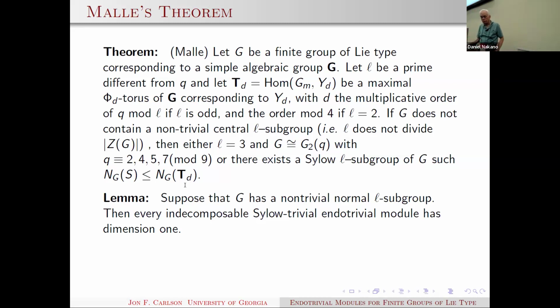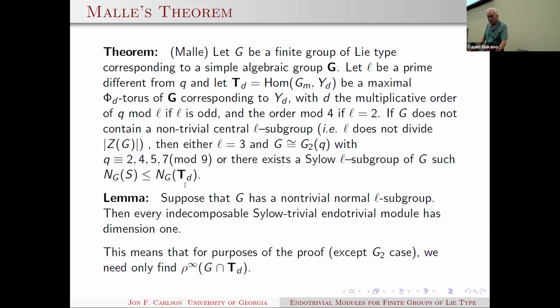We're getting back to the algebraic group. And this is how we put it together. In other words, paraphrasing this, for the purposes of this proof, ignoring the G2 case, we need only find this rho infinity of the G intersected with the torus. Okay, this is what we need to do.